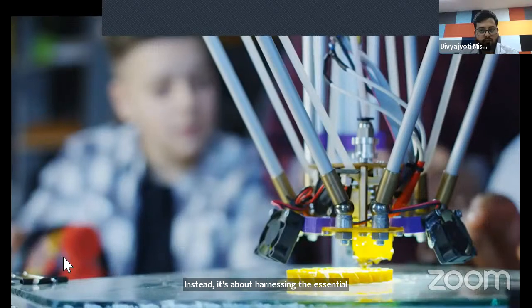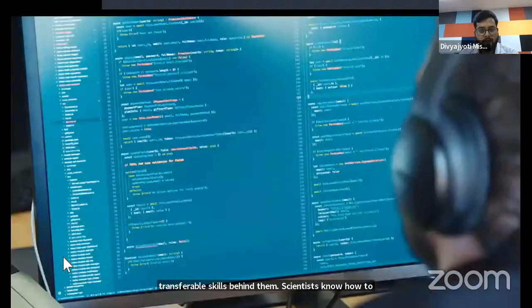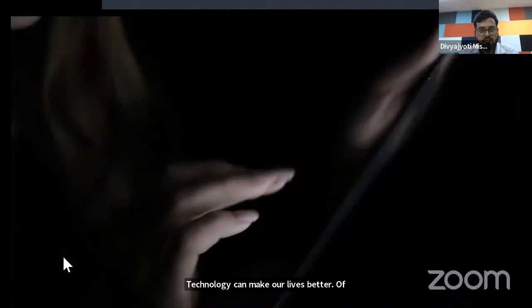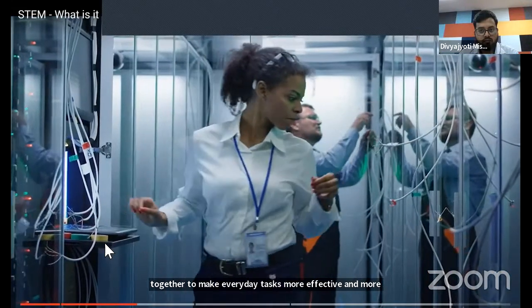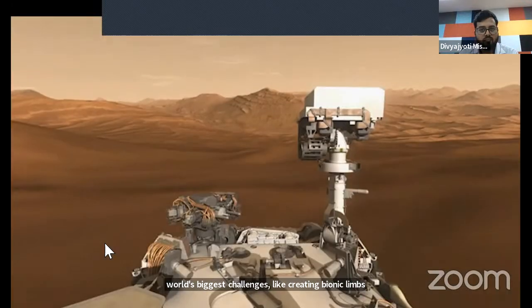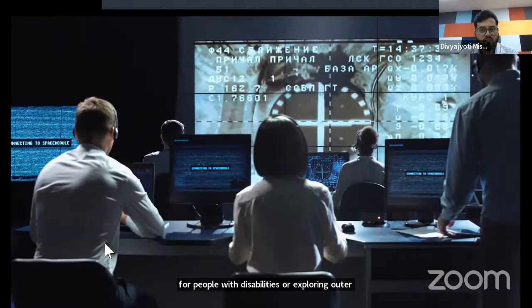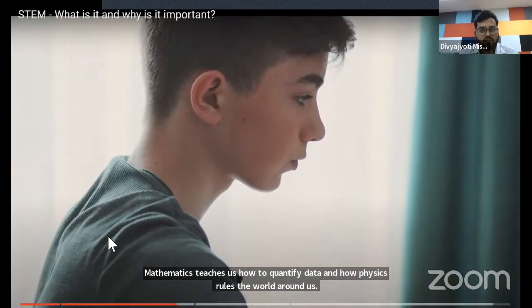Scientists know how to hypothesize, experiment, analyze, and evaluate what they discover. Technology can make our lives better. Designers of all sorts work together to make everyday tasks more effective and more fun. Engineers don't just wear hard hats. They are problem solvers that work on some of the world's biggest challenges, like creating bionic limbs for people with disabilities or exploring outer space. Mathematics teaches us how to quantify data and how physics rules the world around us. With mathematics, we can implement change and minimize error.